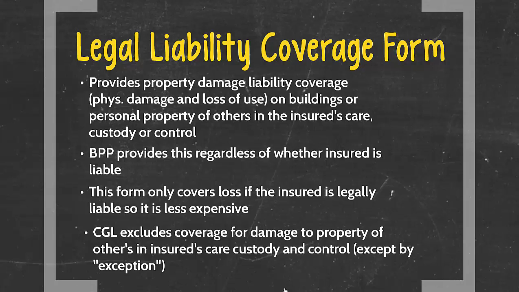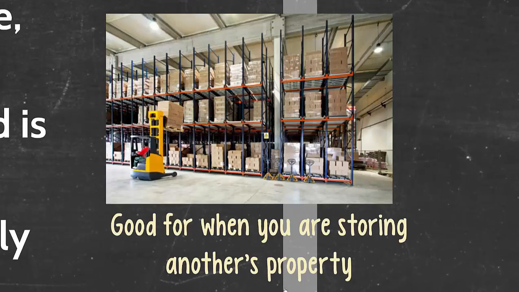So a business could get legal liability coverage for personal property of others from the BPP, but it might be very expensive if they have a significant exposure in this area. So to make sure that they're at least protected if they are legally liable, they might purchase the legal liability coverage form. This would be particularly good if a business is storing a significant amount of others' property.